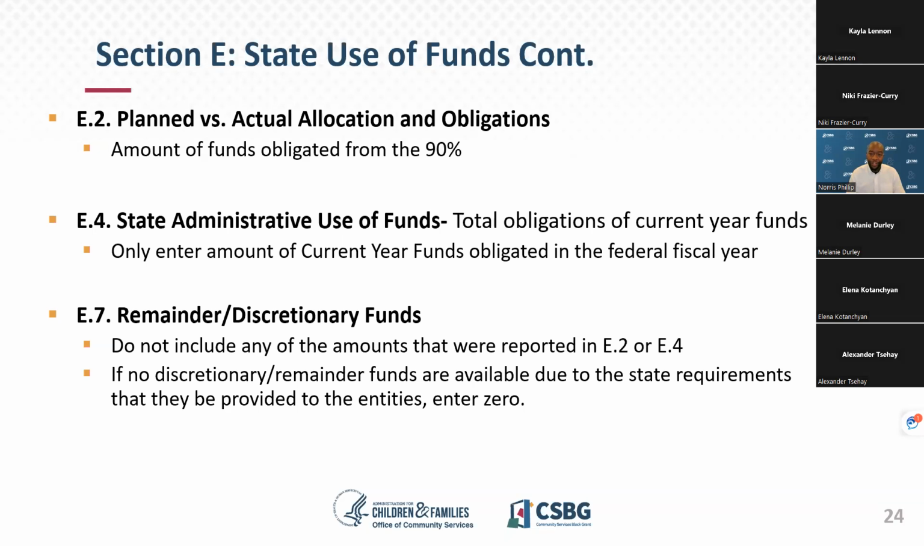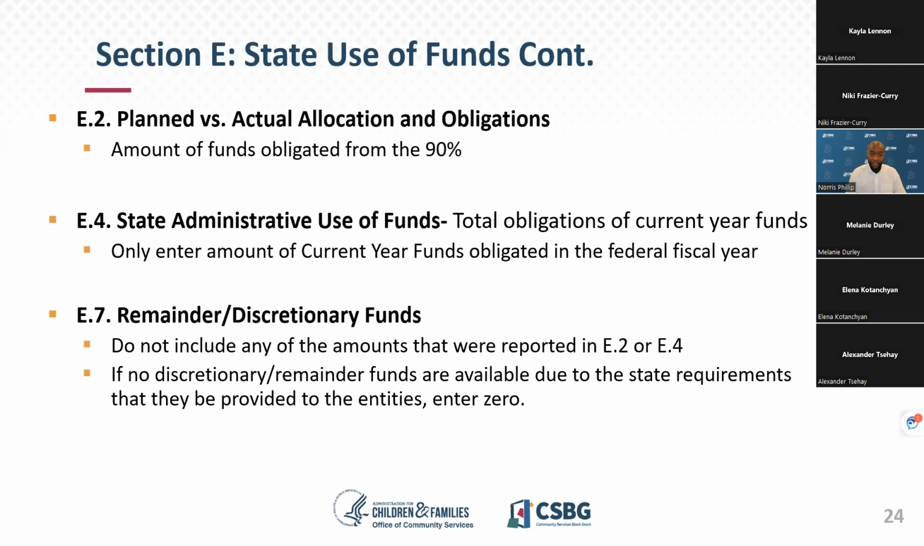In Section E4, OCS collects data on the state administrative funds to ensure transparency and proper allocation of resources. According to Section 675C(b)(2) of the CSBG Act, states can utilize up to 5% or $55,000 of their CSBG allotment for administrative activities. By gathering this information, OCS monitors the amount states allocate for the fiscal year, enabling them to manage funds effectively and support vital community programs.